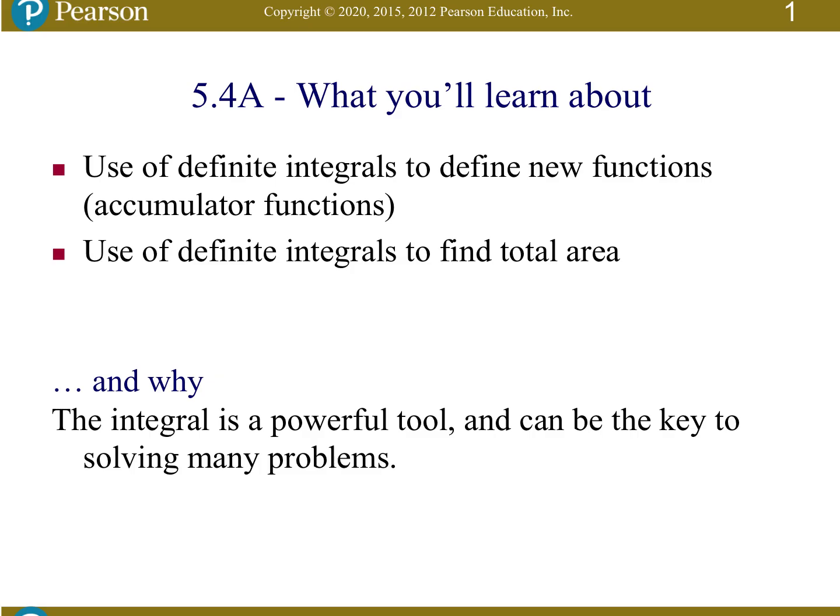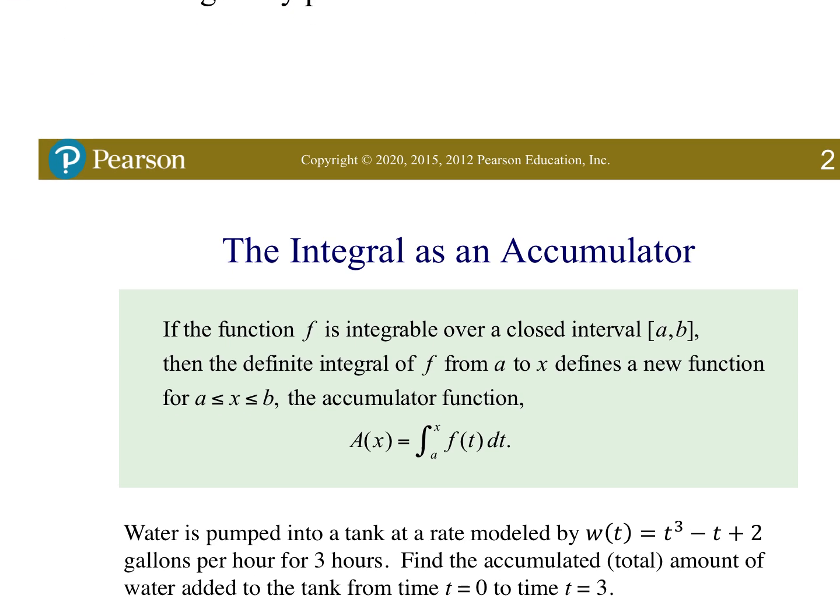Okay, 5.4a, we're going to review how we use integrals. Now we're starting to look at the purpose of having an integral. We know that we can use integrals to find area, but we can also use integrals to accumulate other rates. So if we're given any rate, then we should be able to use an antiderivative or an integral to find the total of whatever's being accumulated at that rate.